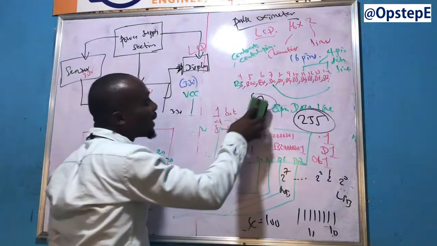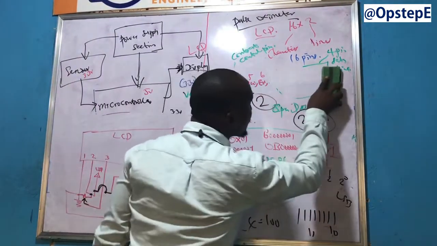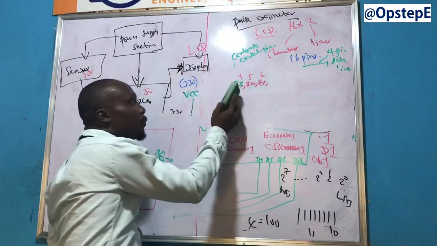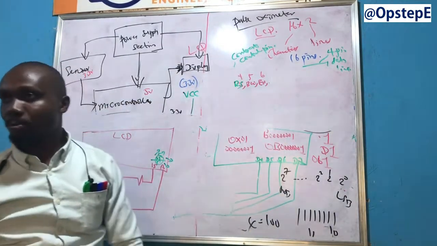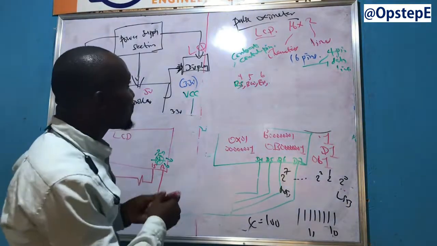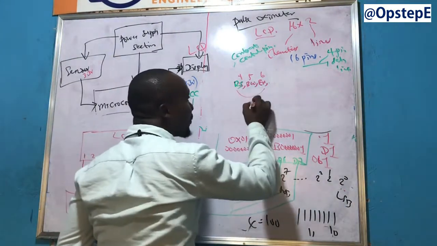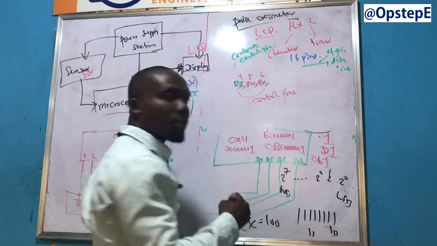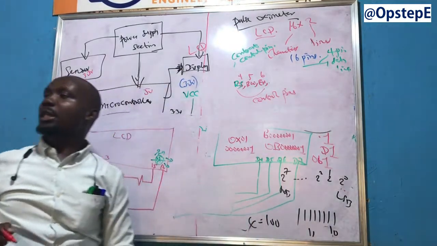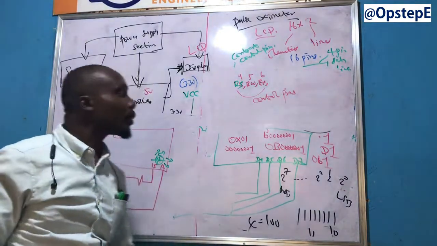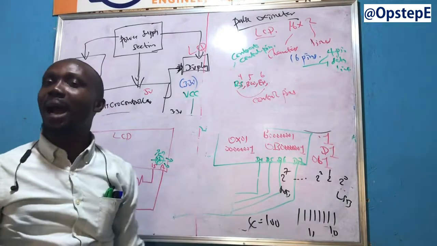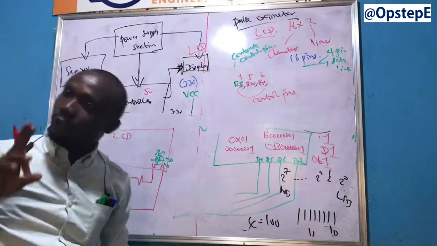So that takes out pin 7 to pin 14. So we are left with pin 4, 5, and 6. Quickly, this pin 4, 5, and 6, I refer to them as the LCD control pins. When I mean the LCD control pins, this is what I mean: these are the pins through which you control, you send commands to the LCD.